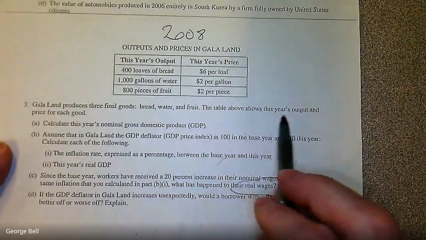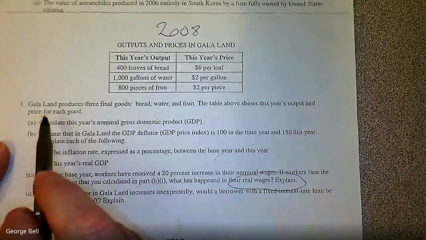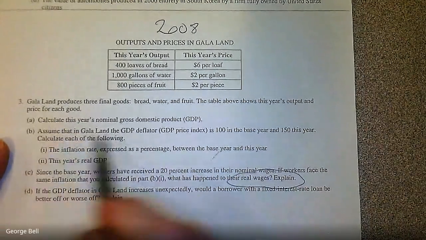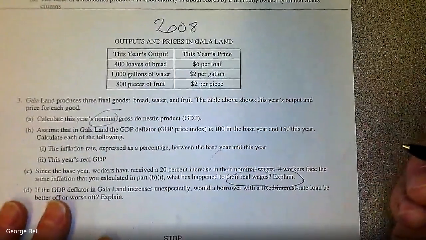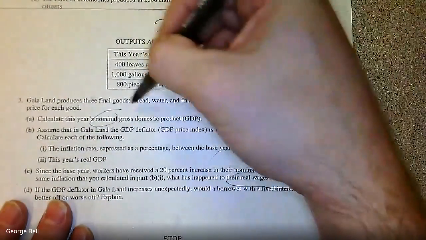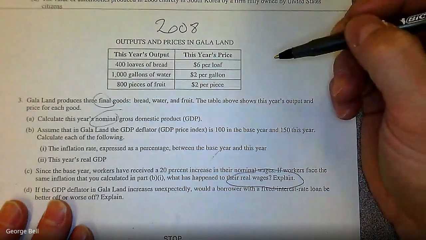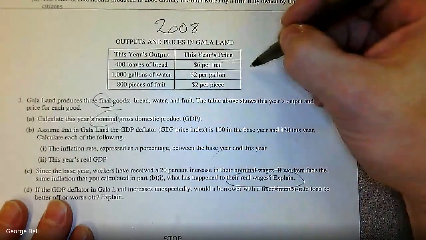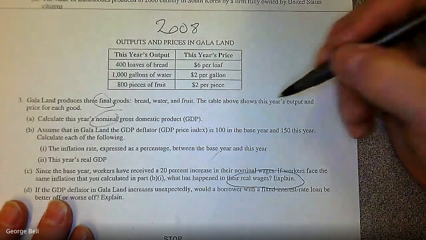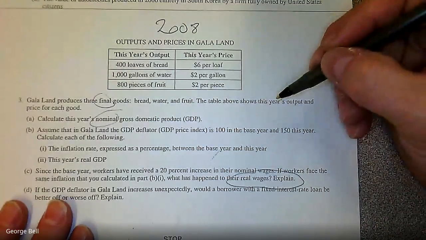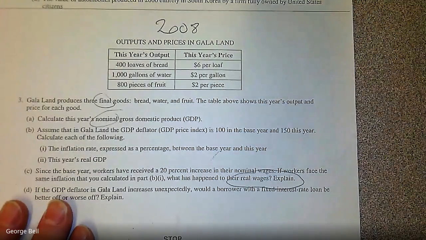The table above shows this year's output and price for each good. Calculate this year's nominal GDP. Okay, nominal means actual, ladies and gentlemen. That means we have to get a sum of all the values of the final goods. So we have to get the value across and add it all up. We only did one example of this, and it's been a while, so maybe this is a good review.